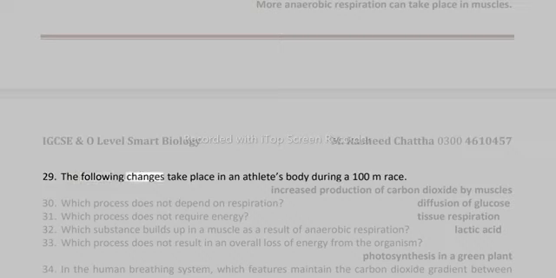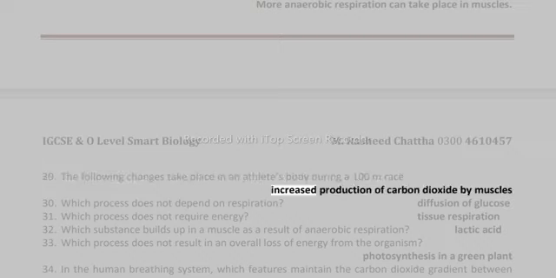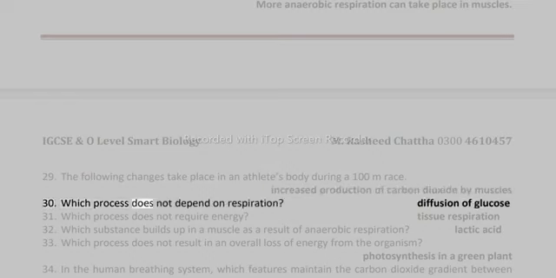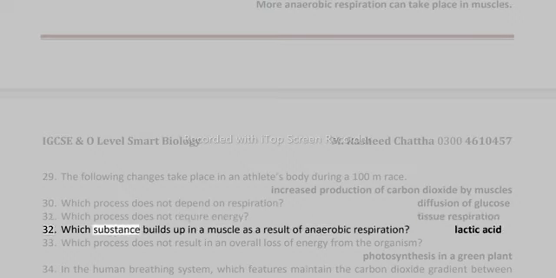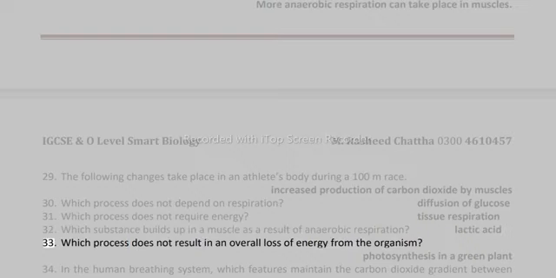29. The following changes take place in an athlete's body during a 100 m race. Increased production of carbon dioxide by muscles. 30. Which process does not depend on respiration? Diffusion of glucose. 31. Which process does not require energy? Tissue respiration. 32. Which substance builds up in a muscle as a result of anaerobic respiration? Lactic acid.